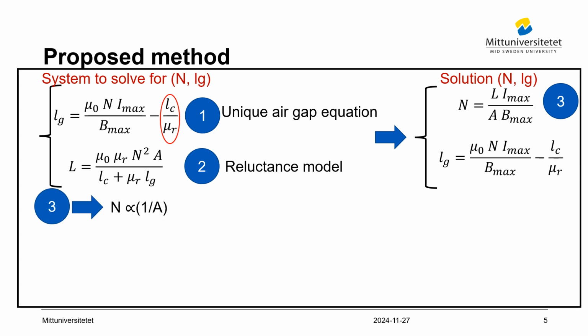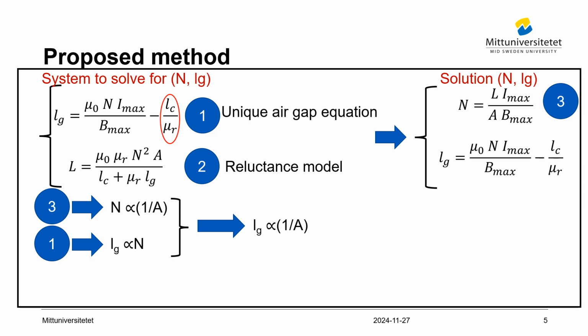So to understand the relationship between the air gap and the cross-section, we can start from equation number 3. As you can see, the number of turns is inversely proportional to the cross-section. From equation number 1, you can also understand that the air gap is proportional to the number of turns. And by combining these two equations, you will get that the air gap is inversely proportional to the cross-section. However, this is a mathematical understanding of the equation. The physical understanding of the equation is completely different, and it will show you that this one is not correct.